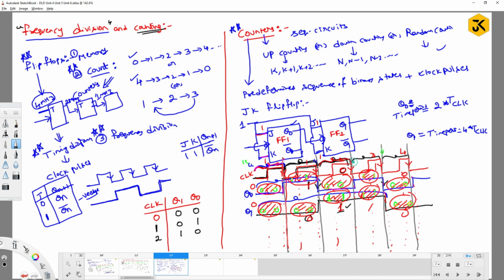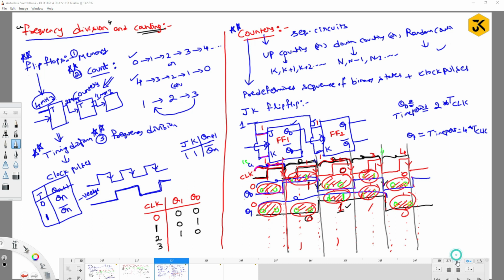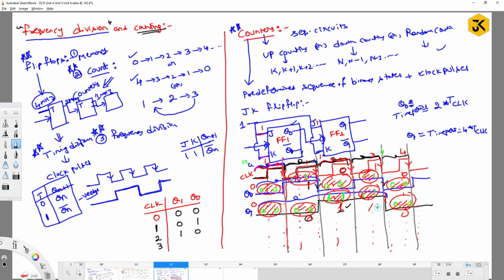If I apply one more clock signal, that is clock number 3, what might be here? 1, and this will be 1. If I apply further clock signal 4, we are going to get 0, 0, and so on. You can further continue this. Observe what happened here. At clock 0, Q1 and Q0 are 0, 0, clock 1, 0, 1, clock 2, 1, 0, clock 3, 1, 1. When you apply the next clock, again it has repeated.